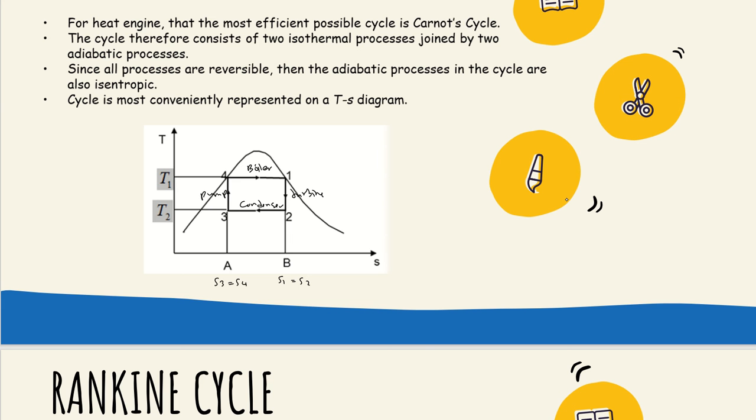Okay, this is a TS diagram to represent the Carnot cycle. T1 means T at the higher temperature, TH. T2 is TL, lower temperature. So for the T, you can refer to the steam table to find the saturated temperature.